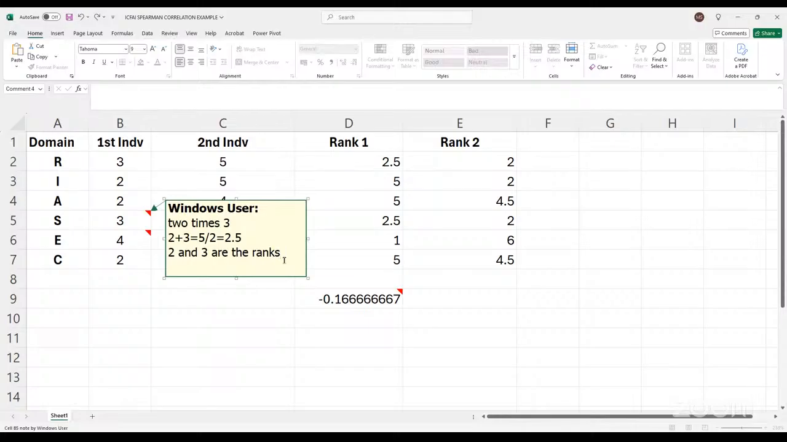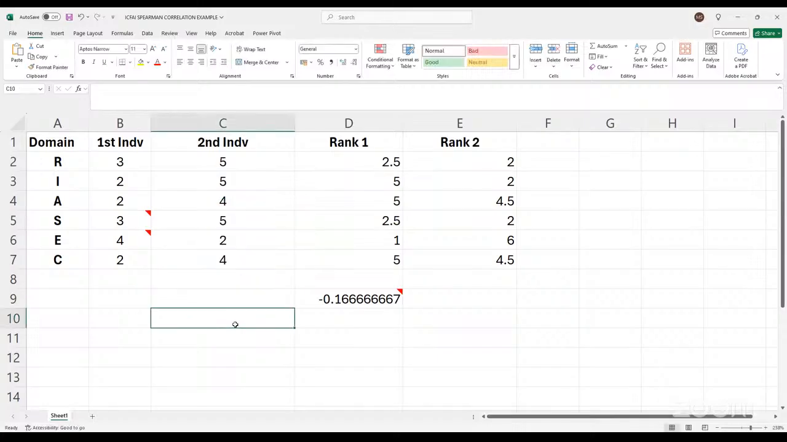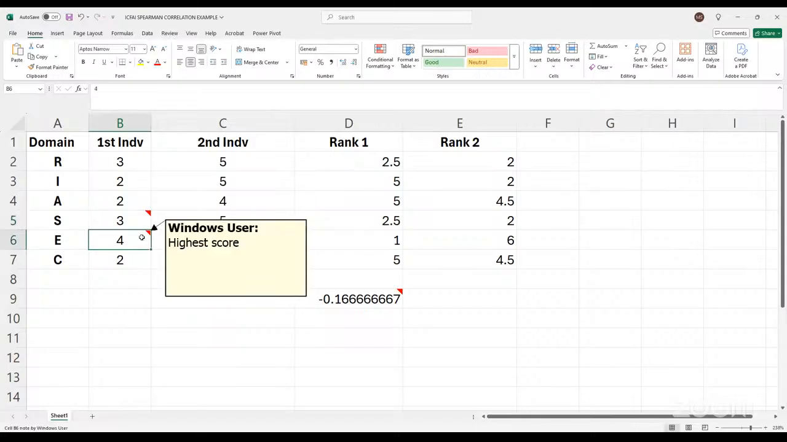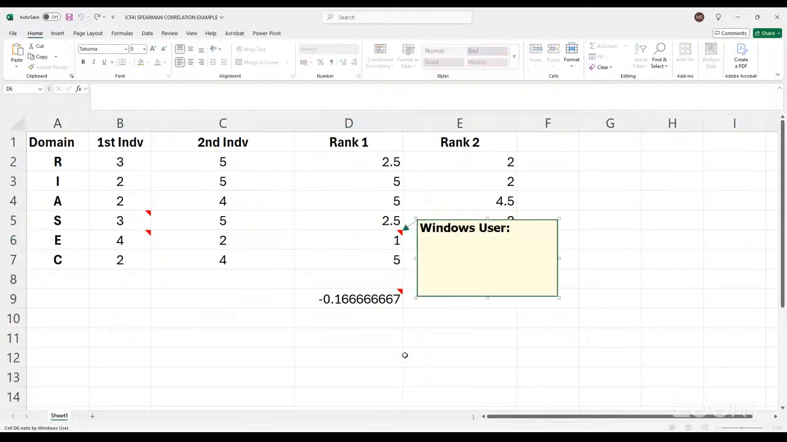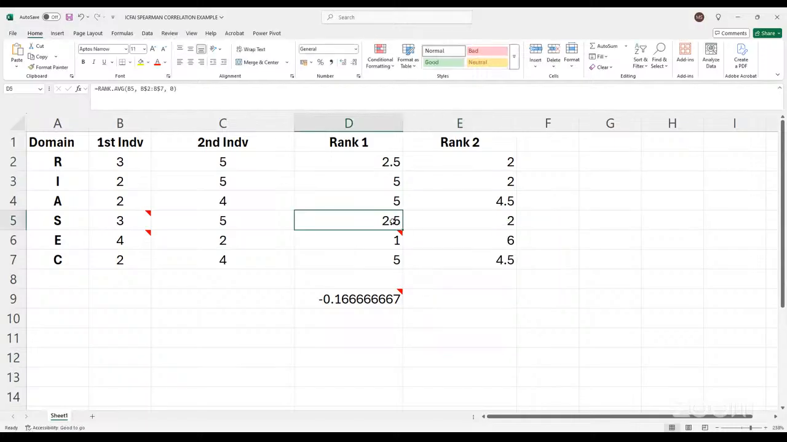Ananya? Yes, sir. Now it is clear to you? So the second part is clear, but the first part is not clear yet. First part is the high score. Here you will get the high score for E. Therefore, the first rank is 1. Okay. Now it is clear? Yes, sir.